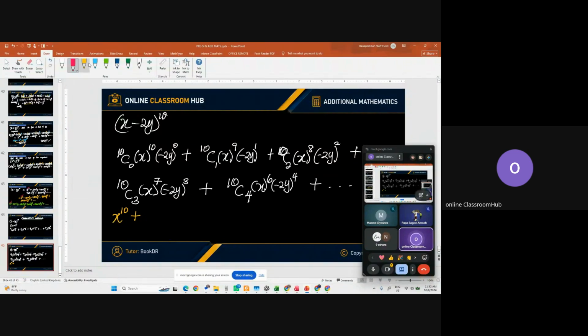So we are going to have 10 multiplying x raised to the power 9. And negative 2y raised to the power 1 is the same thing, so still multiply negative 2y. Later we'll come and multiply the two numbers here. We are done with the second term. Then now we are going to the third term, and that is 10 combination 2.